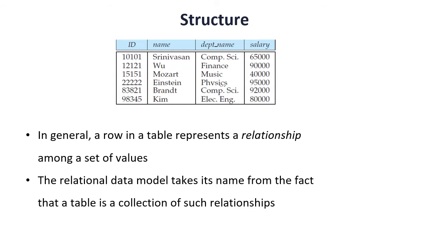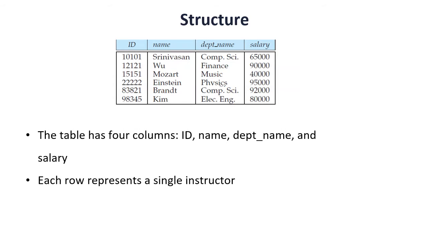And in our example table, we can see 4 columns: ID, name, department name, and salary. And each row in this table represents a single instructor. So in a single row, different columns describe different properties about a particular instructor.